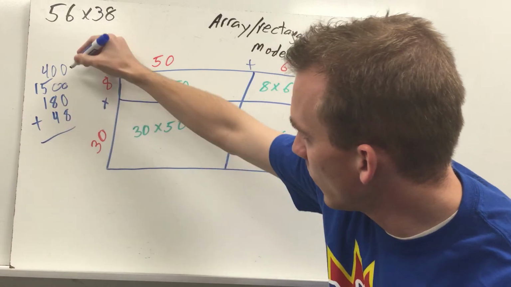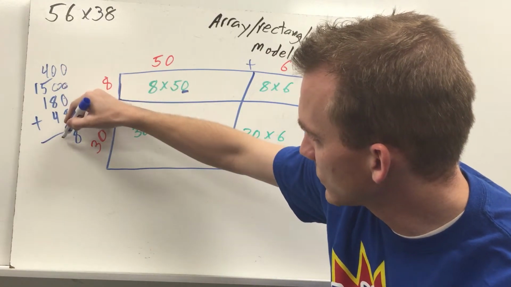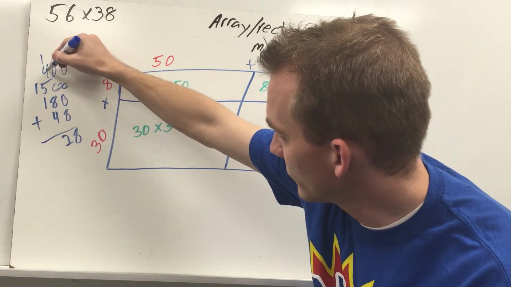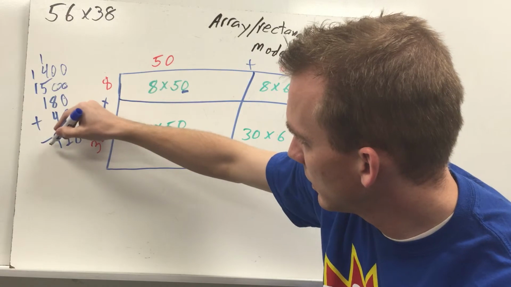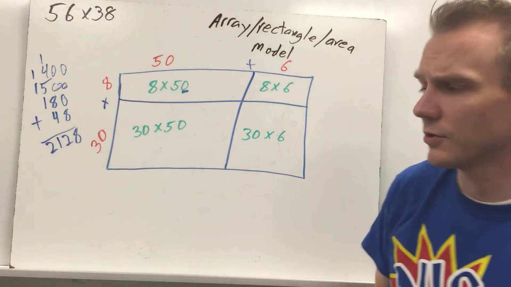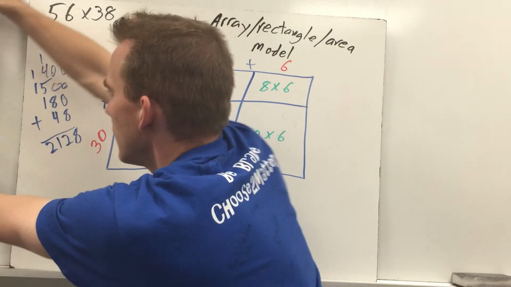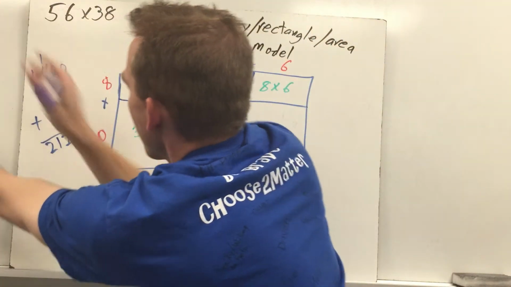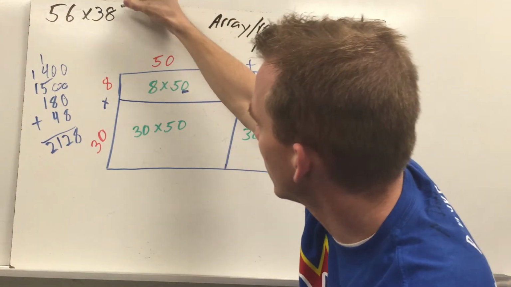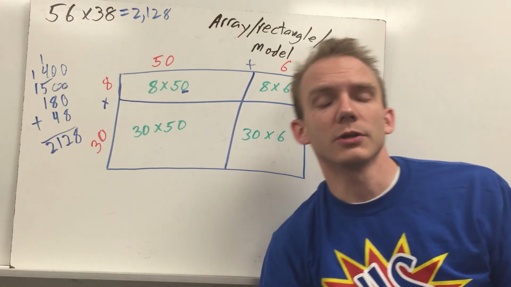I can add this all up. 1, 0, 0, 0, 8. 0, 0, 8 plus 4 is 12. 1 plus 4 is 5, plus 5 is 10, plus 1 is 11. 2,128. And I come back to that slide before, and I got the same answer. 2,128. So both ways get you to the correct product.